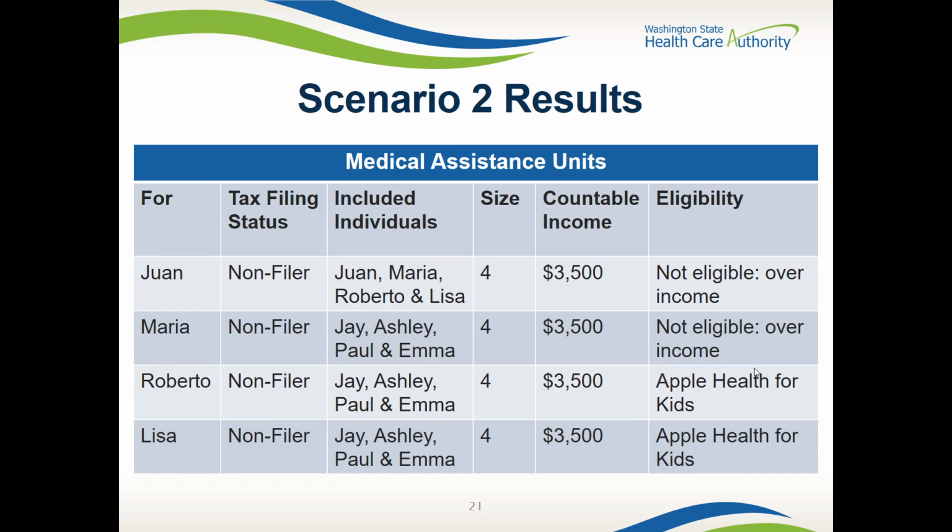Here are the results for scenario 2. As you can see in this table, the entire family is included in each medical assistant unit. Juan and Maria are not eligible for Apple Health due to their income, and Roberto and Lisa qualify for Apple Health for Kids.